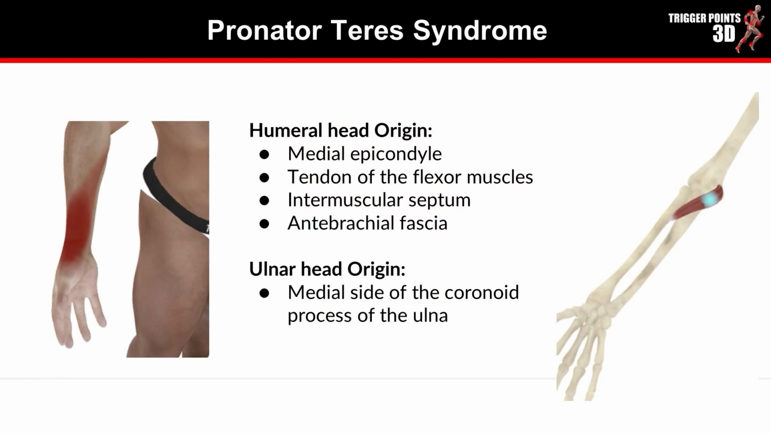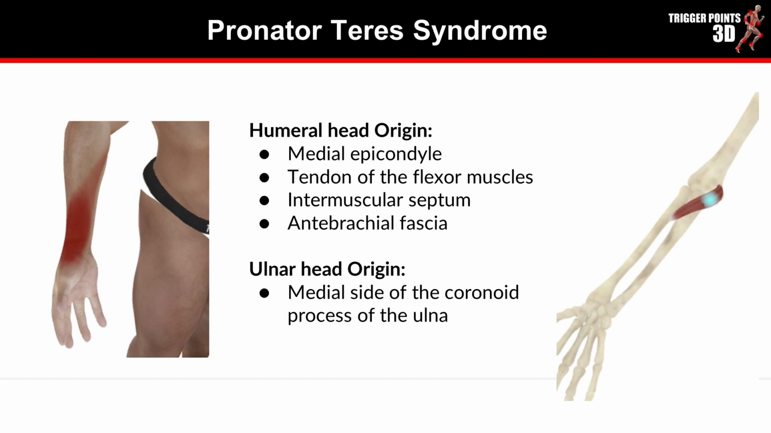Now, the interest in the pronator teres muscle comes because the median nerve passes between the two heads of the pronator teres muscle. The pronator teres has a humeral head, which arises from the medial epicondyle of the humerus and then inserts on the radius. The humeral head, by the way, is the largest head and more superficial.